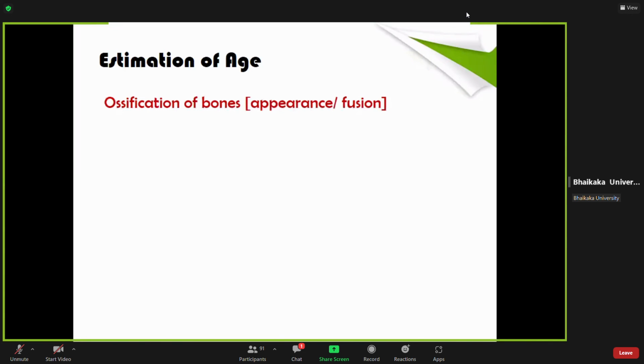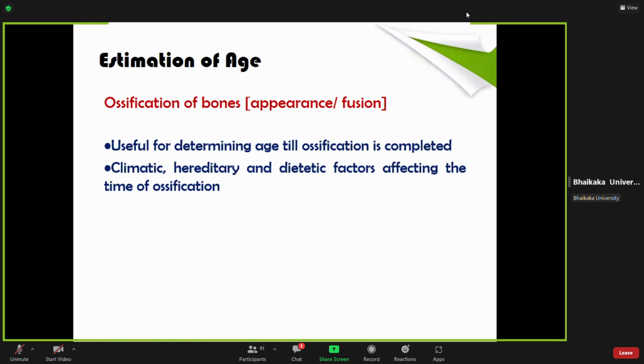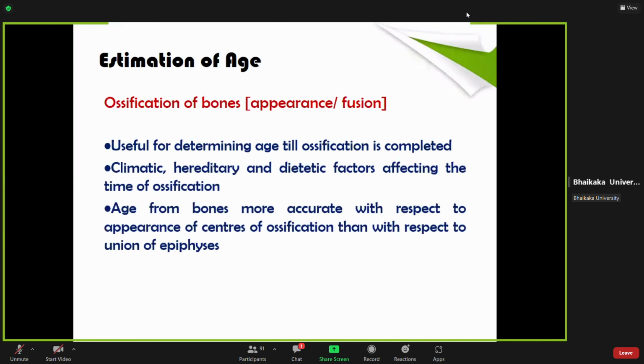Next change we will see is ossification of bones. Useful for determining the age till the ossification is completed. Climate, hereditary and diabetic factors will affect the ossification time. Age from bones is more accurate with respect to the appearance of centers of ossification than with respect to union of epiphysis.